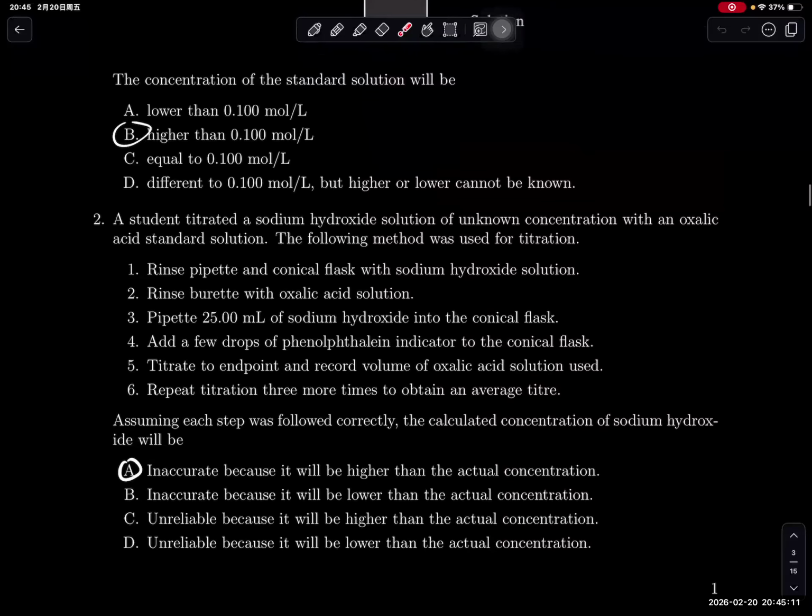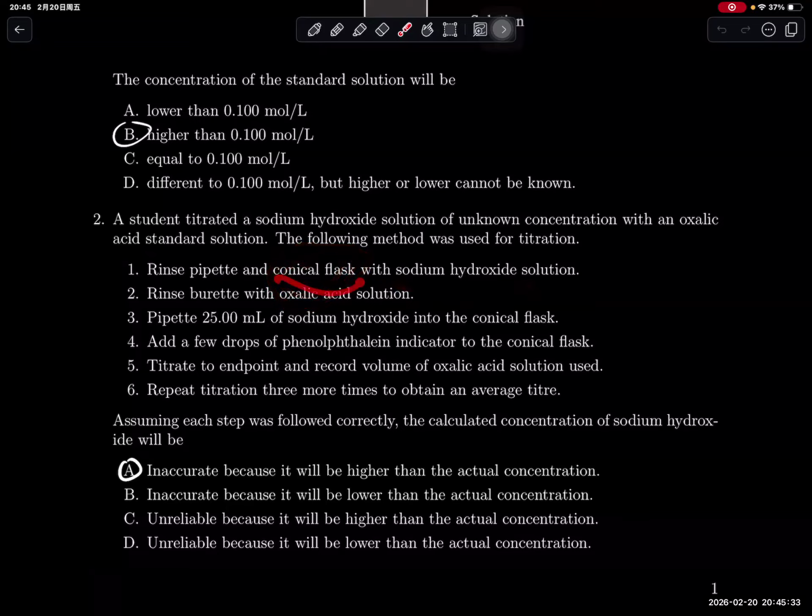It's B. Students titrated sodium hydroxide solution with unknown concentration against oxalic acid standard solution. The following method was used in titration. Assuming each step was followed correctly, calculate the concentration for sodium hydroxide. So we rinse the pipette with a conical flask, right? So the conical flask with sodium hydroxide.